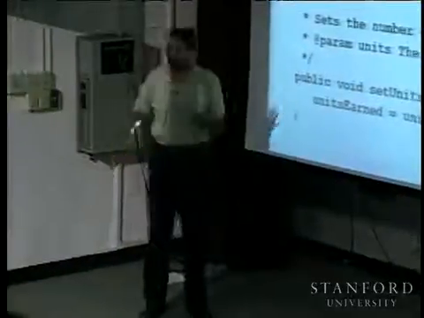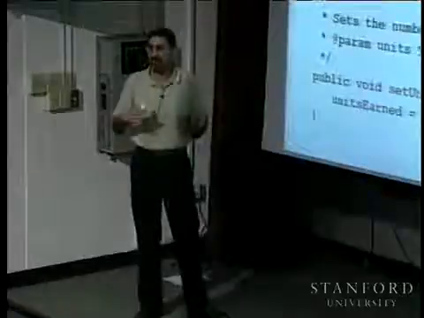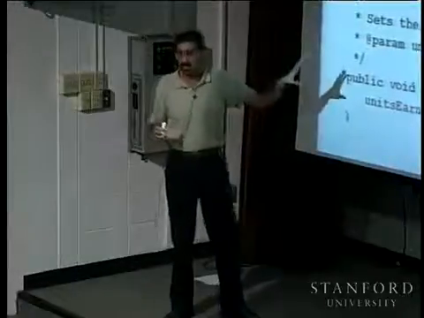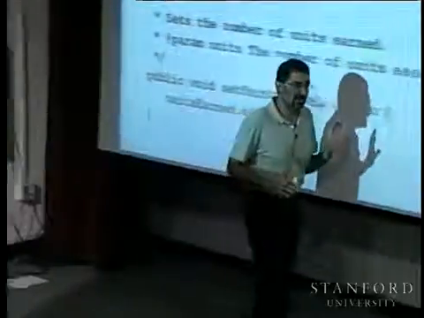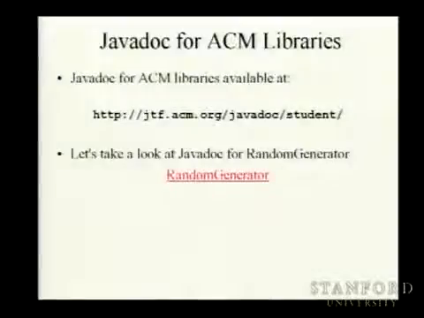For a human reading it, it's not necessarily the most legible thing in the world, but after you've seen it for a while, you just internalize it. But the computer can understand that very well and produce some nice documentation. So let me show you an example of this. It turns out, if you're interested, there's JavaDoc for all of the ACM libraries, all the libraries that we're using in this class, if you want to dig into them. If you go to this URL, JTF, which stands for javataskforce.acm.org/javadoc/student, because it's the student version of the JavaDoc.